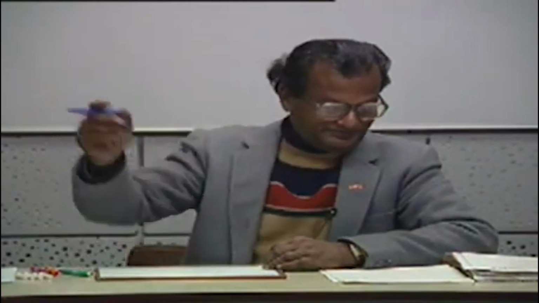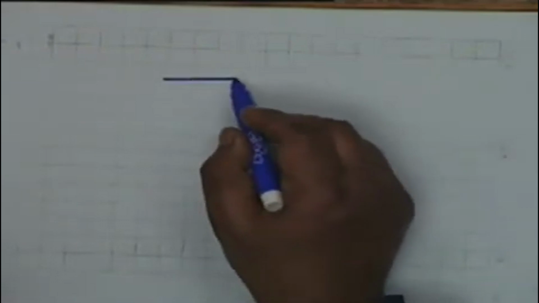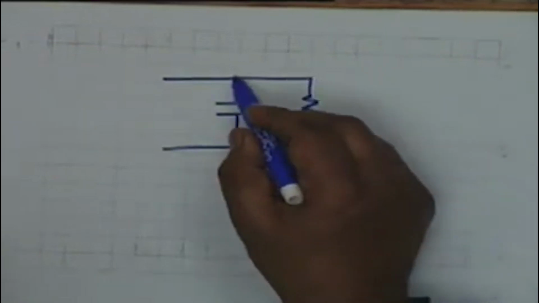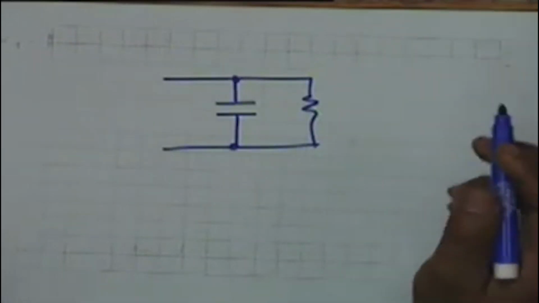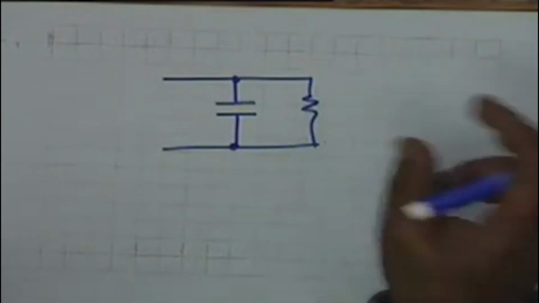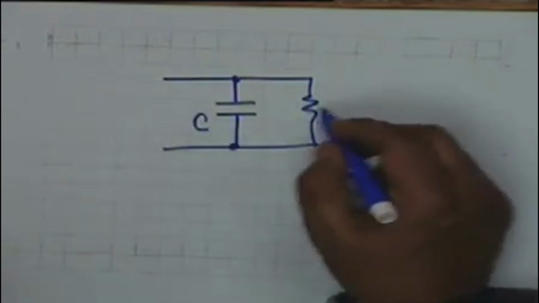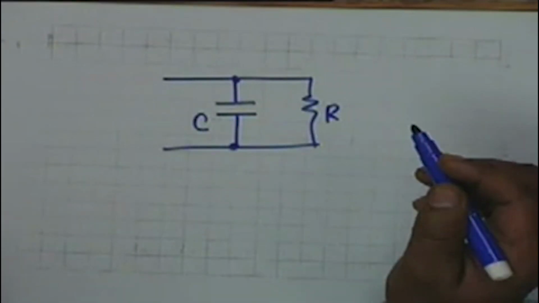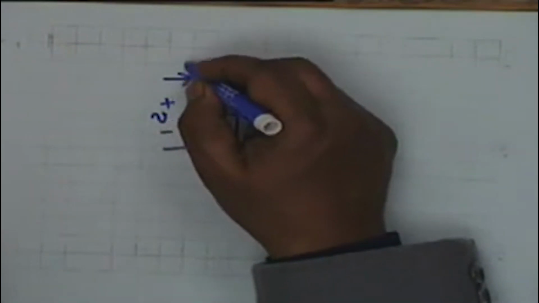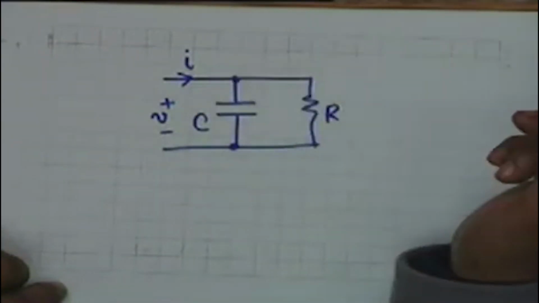Let's take another problem. This problem is the connection of a resistance and a capacitance in parallel. You know what is a parallel connection and what is a series connection. In a parallel connection, the potential difference across the elements is the same. In a series connection, the current in the elements is the same. This is a parallel connection of C and R, and this circuit is used to smooth out the fluctuations in a current I.